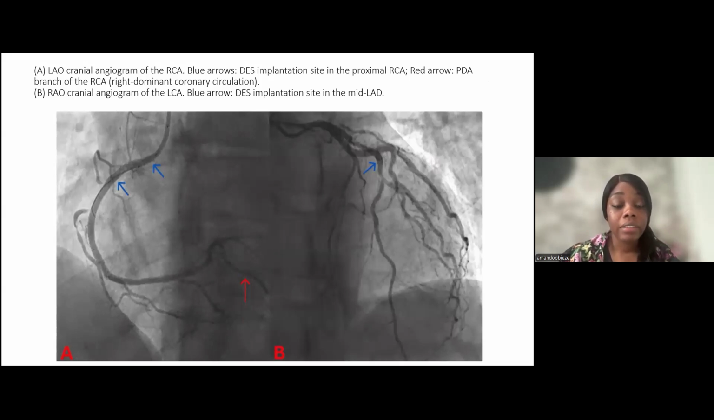And then he had the stents inserted. So the blue arrows are showing where the stent has been inserted on the RCA and on the LCA, I mean the LAD on the B picture. Next, please.